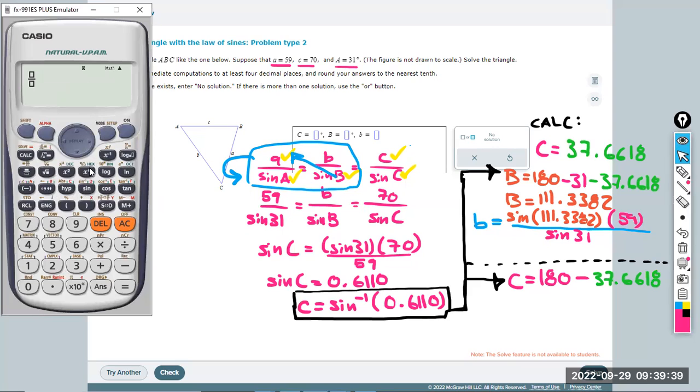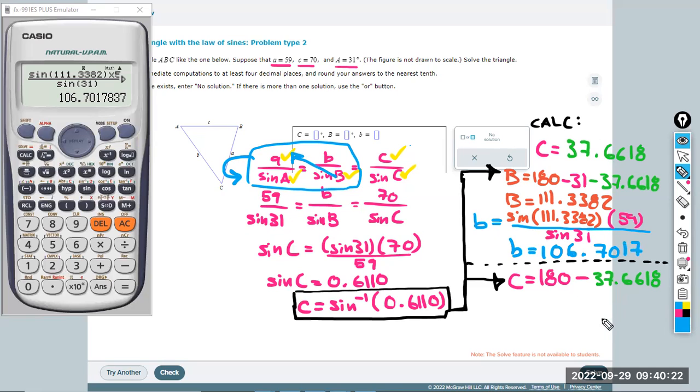So it is sine of 111.3382, and that times 59 divided by sine of 31. I think I'm missing a parenthesis. So side B, with blue colors, equals 106.7017. That was the first case.